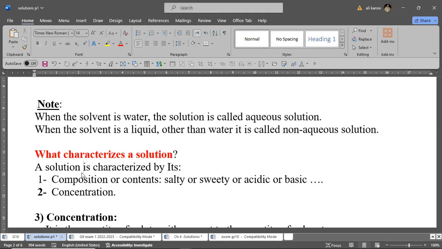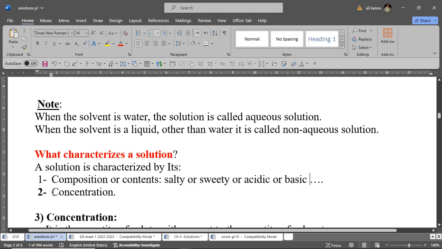Okay, let us continue. What characterizes a solution? A solution is formed of two main substances, a solute that dissolves and the solvent that dissolves the solute. It can be characterized by its contents, its composition. Is it a salty solution, a sweet solution, an acidic solution or a basic solution? Do we have salt in water? Sugar in water? An acid in water? A base in water? This is one of the characteristics of a solution.